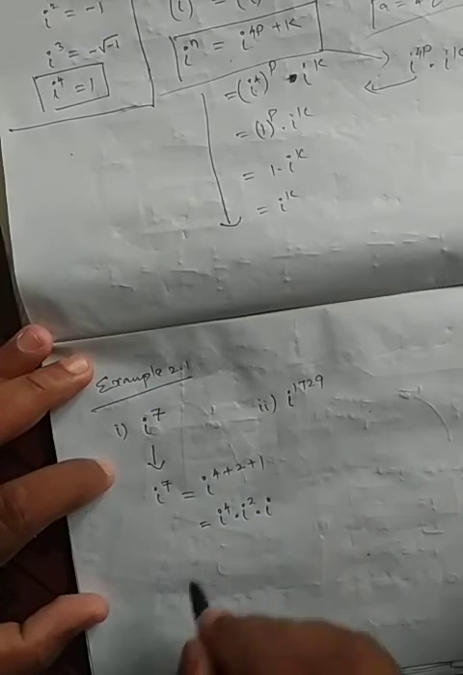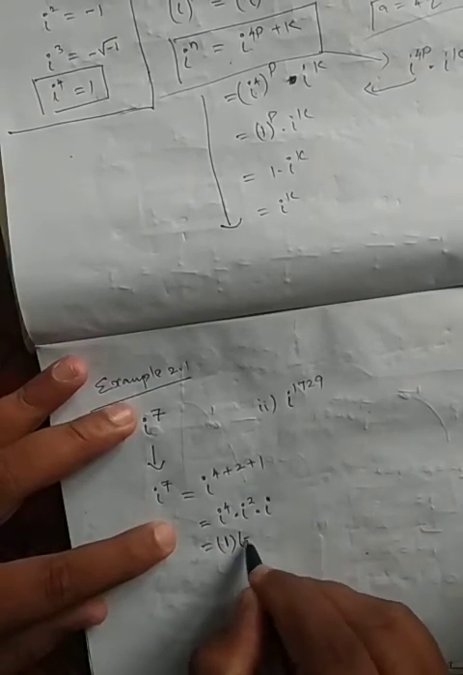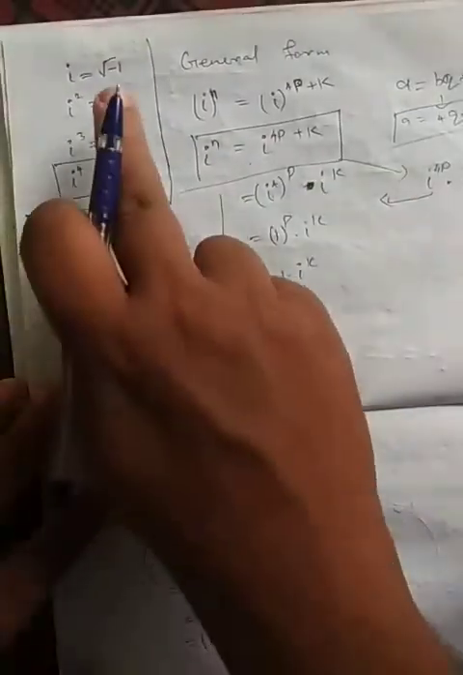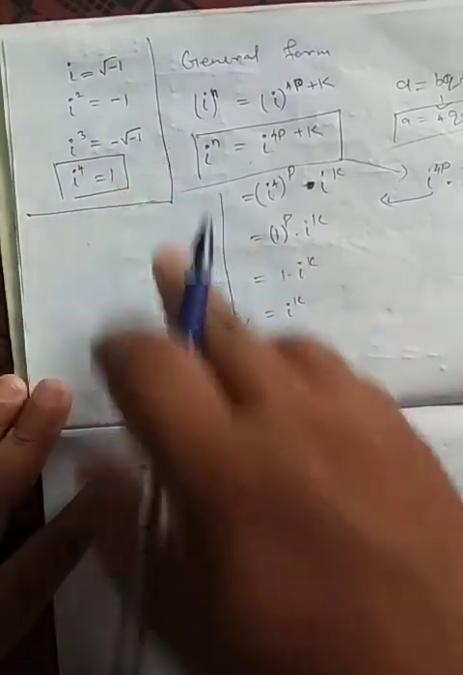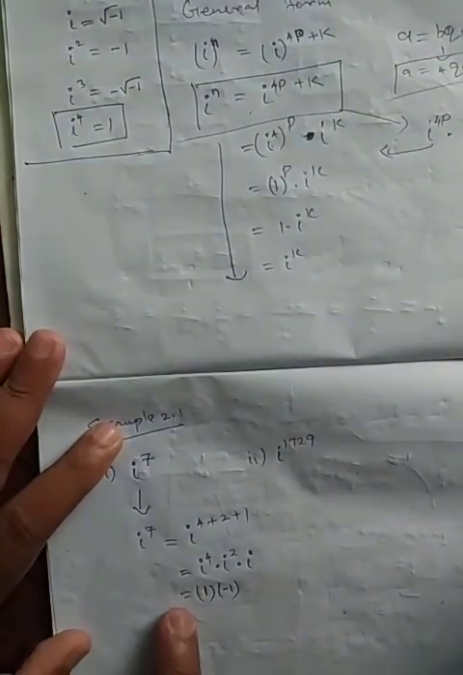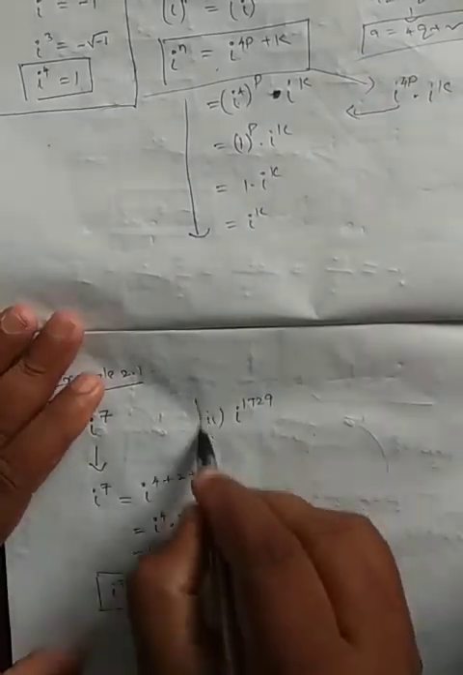As you know, i power 4 value is 1 and i square value is minus 1. Keep that in mind. I have written here: square root of i value is root of minus 1, i square is minus 1, i power 4 is 1. So i power 4 is 1 here, and i square is minus 1, and i is i only. So plus 1 into minus 1 into i is minus i. So the value of i power 7 we are getting as minus i. That's a thing we need to keep in mind. So that is one example.